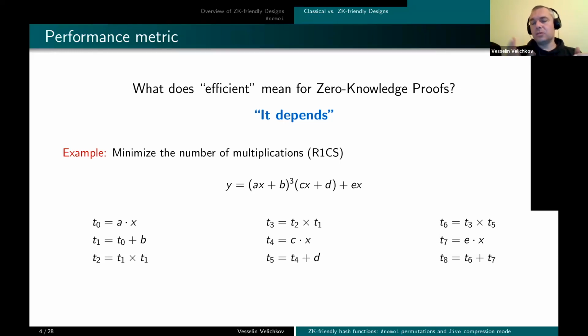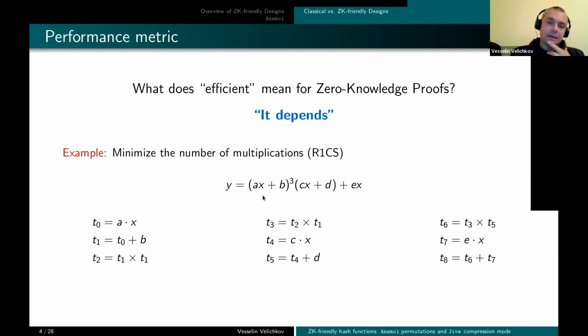This also depends on the system within which we are measuring the constraints. One of the arguably oldest and most popular ones is the rank one constraint system. For this particular system of measuring constraints, a constraint is a multiplication. So we want a circuit to be represented with as few multiplications as possible. As a simple example, say you are given this function: y is computed as (ax+b) cubed times (cx+d) plus ex, for some constants a, b, c, d, and e.